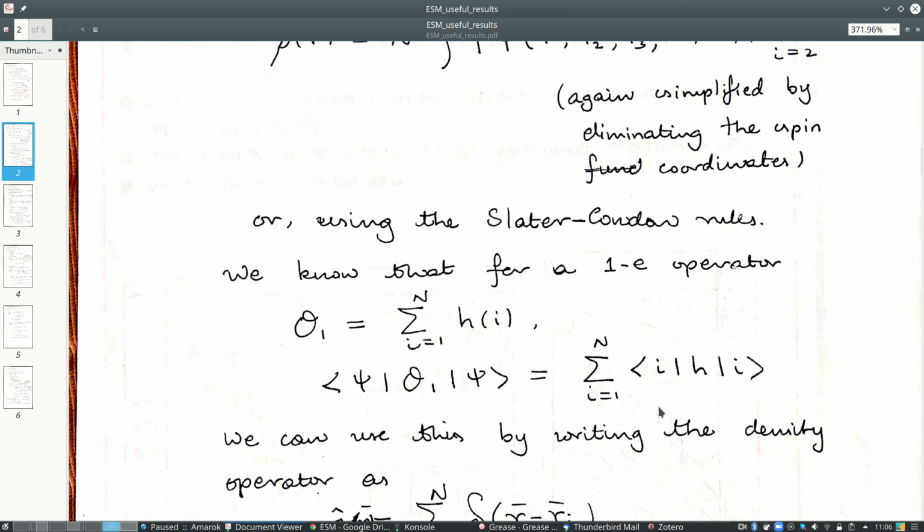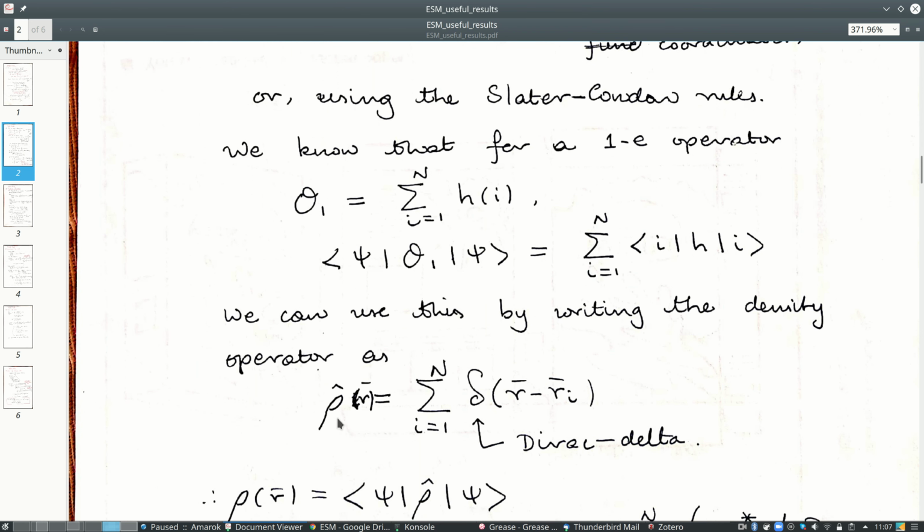Okay, can we use this? Well, if I want to use this, I need to write the density as an operator of the sum over some one-electron operators. Now I haven't shown this to you before, but I'm going to show it to you now. The density operator rho hat of R is defined as the sum of Dirac delta functions, where the Dirac deltas are written as delta of R minus R_i. So effectively, you've got n electrons scattered in space at positions R_i, and at each electron there's a Dirac delta, because they are point particles in this approximation, and the density operator is simply a sum of all these Dirac deltas. That is, it's a sum of all these point particles.